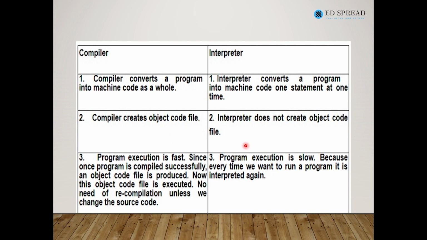But in an interpreter, as it doesn't produce any object code file, every time we want to interpret it, it needs to read one line after the other, and then it executes. So it's slow, right? These differences might also be asked in the examinations.